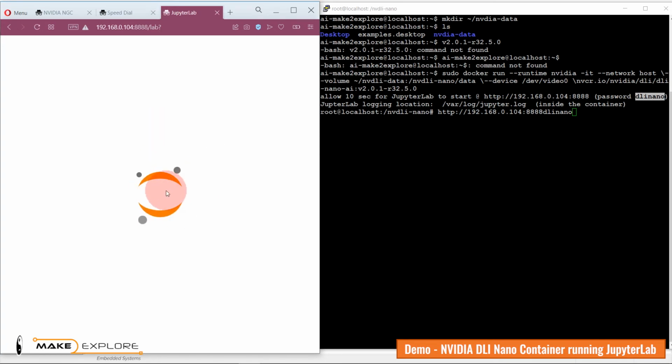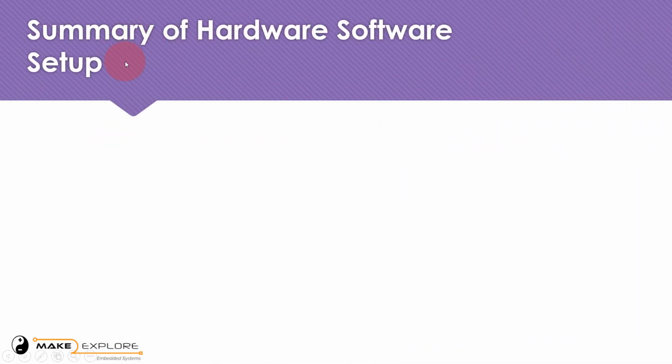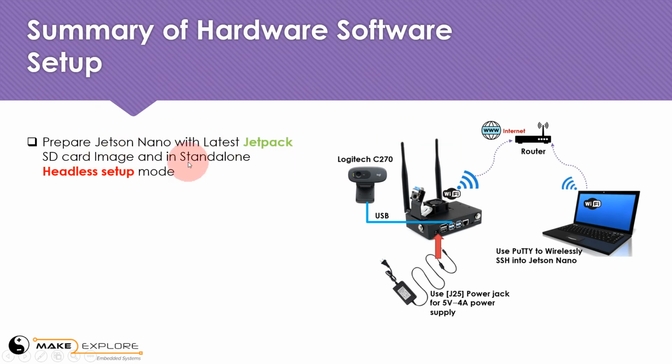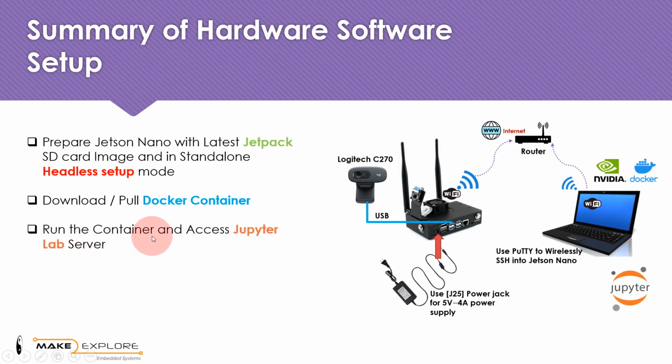That's it. You can see here the JupyterLab launcher, with all the options like terminal, Python consoles, etc. So, in this way, we have seen how to set up Jetson Nano to run headless, download or pull the Docker container from NVIDIA's GPU cloud, and then run the Docker container and access the Jupyter Notebook in it.